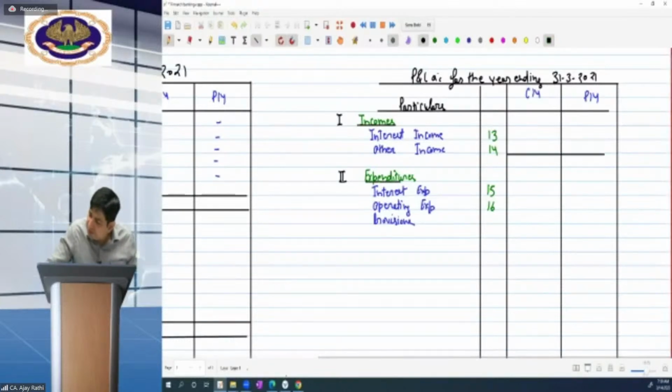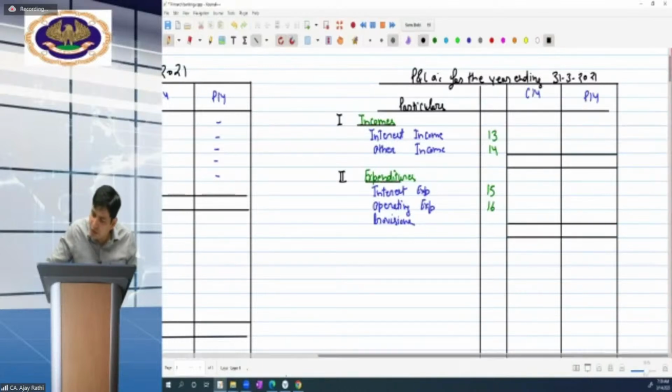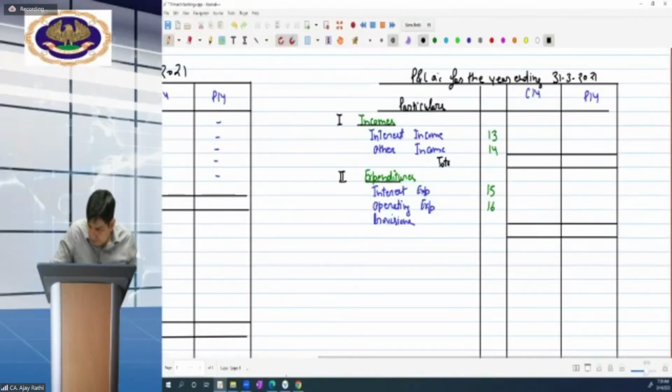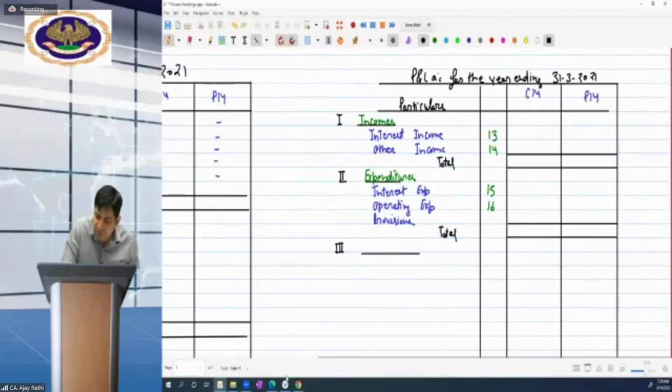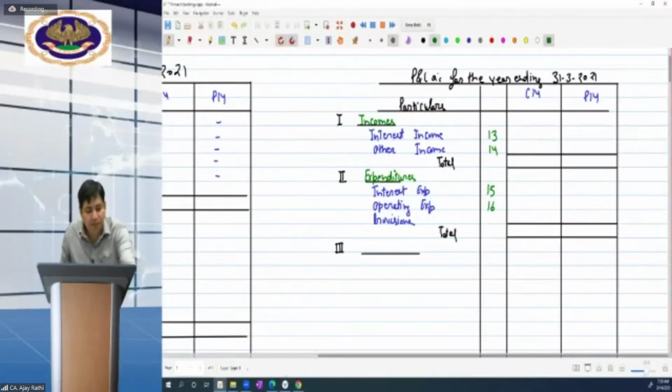These incomes will be totaled and these expenses will be totaled along with provision, and we shall present in exam in this way. Number 3, that is of course profit or loss. 13, other incomes.